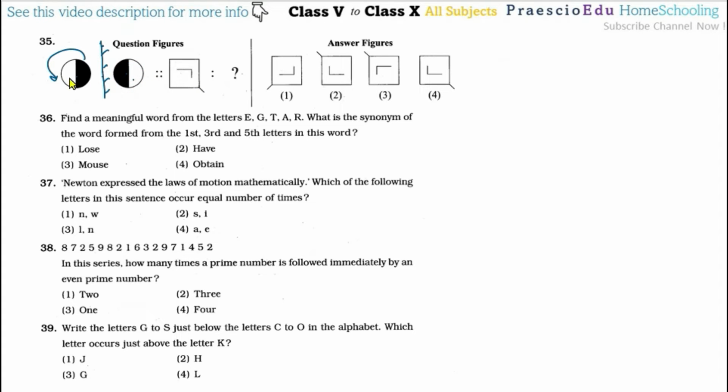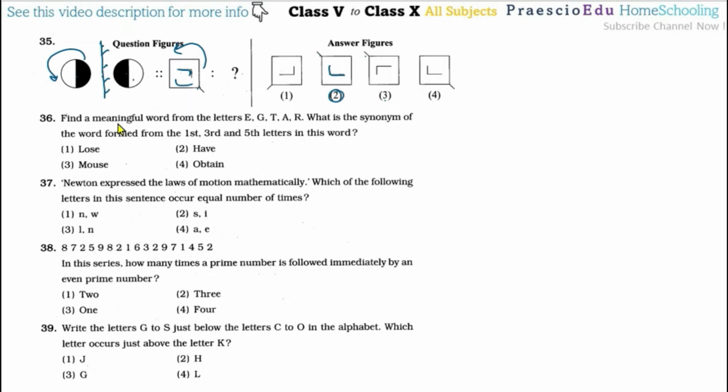So same meaning, 180-degree rotation. From this one, if you rotate 180 degrees, this line will come to this side. So this side means either option number 2 or 3. Then this line is here, so after rotation it will look something like this. Okay, so that means option number 2. So that's why option number 2 is the correct one.